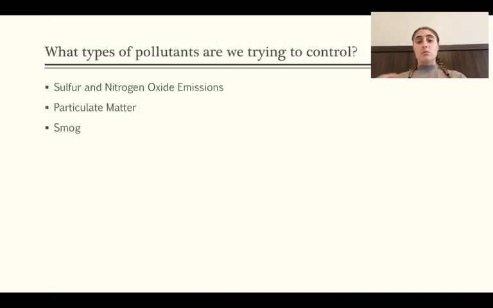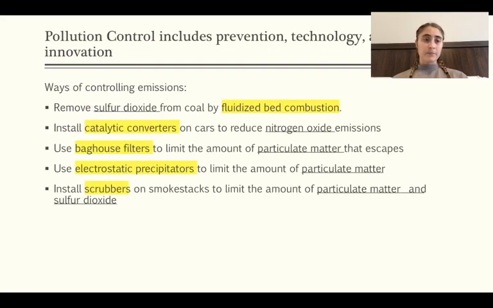So with those, what types of pollutants are we trying to control? The biggest ones are sulfur and nitrogen oxide emissions. We've talked about those quite a bit already. Those are the ones that are contributing to photochemical smog, to acid deposition, things like that. Particulate matter or particulates, and smog. So I mentioned these before.